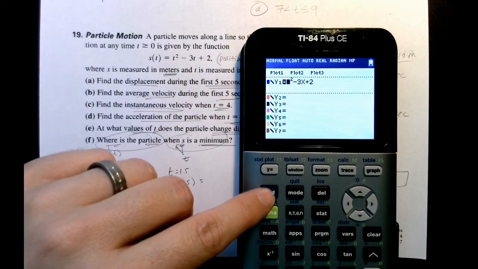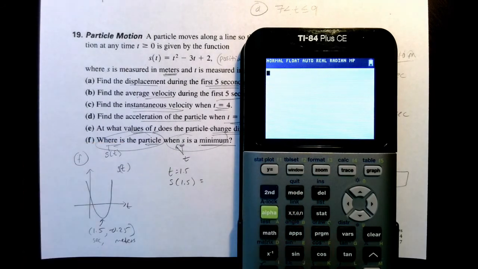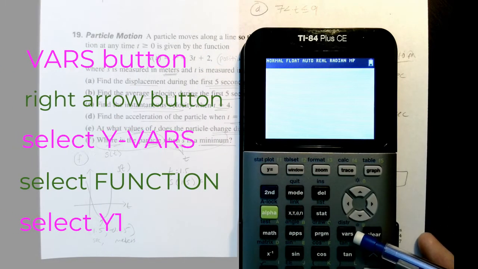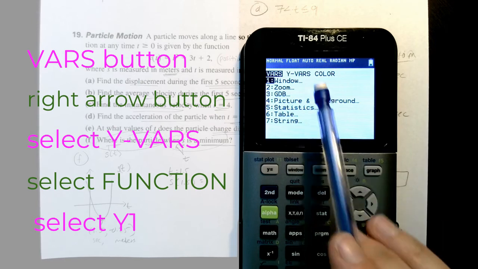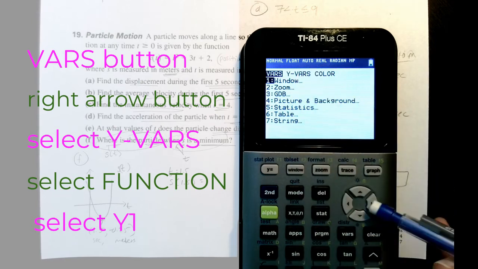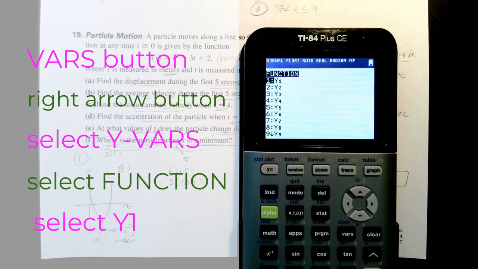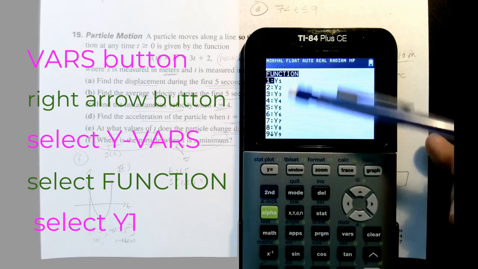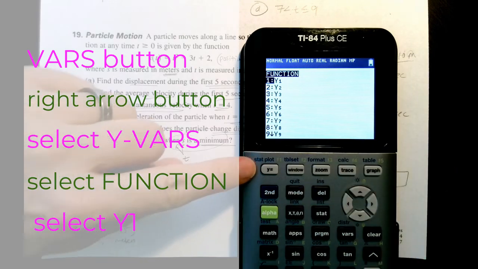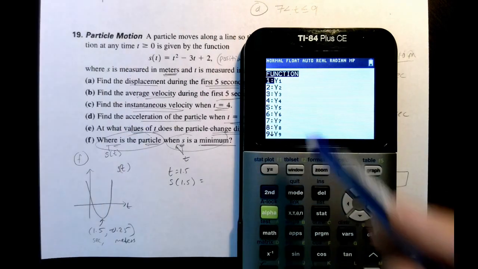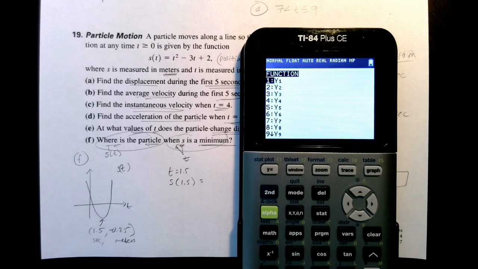So here's what's super cool. Go back to your home screen. Press the vars button right here. Now go to Y-VARS, so use your arrow button, go over to Y-VARS, and select function, number 1, press enter. Now you see this list? This is referring to all the function spots in y equals where you can graph functions. We're going to select Y1 because that's what we used.